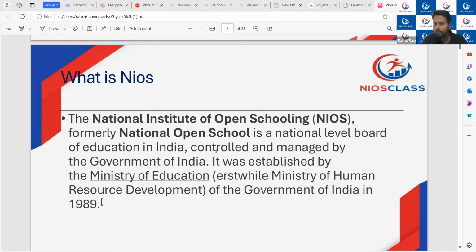Finally, you need to write the NIOS exam. If you pass, you will get a degree and certificate, and that is valid in all kinds of examinations. It is not valid only in India; if you are planning to go abroad, this NIOS degree is valid everywhere. You can see here it was established by the Ministry of Education, Ministry of Human Resource, in 1989 by the Government of India. So no need to worry. This is valid, it is government, like CBSE, IB, and other state boards. Like that, this degree is also valid, so no need to worry.